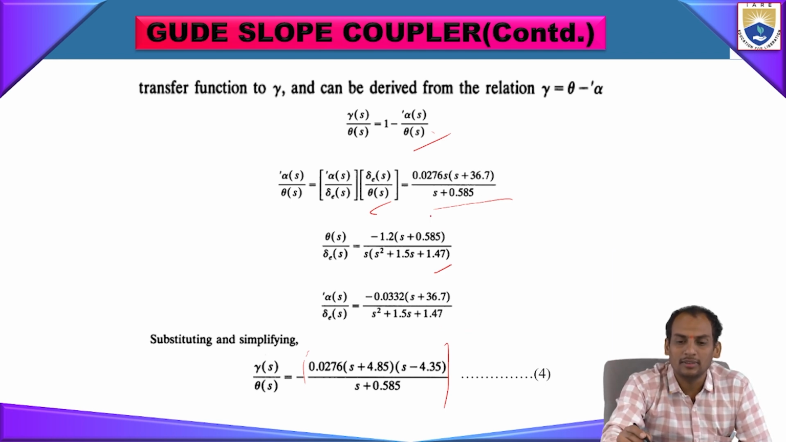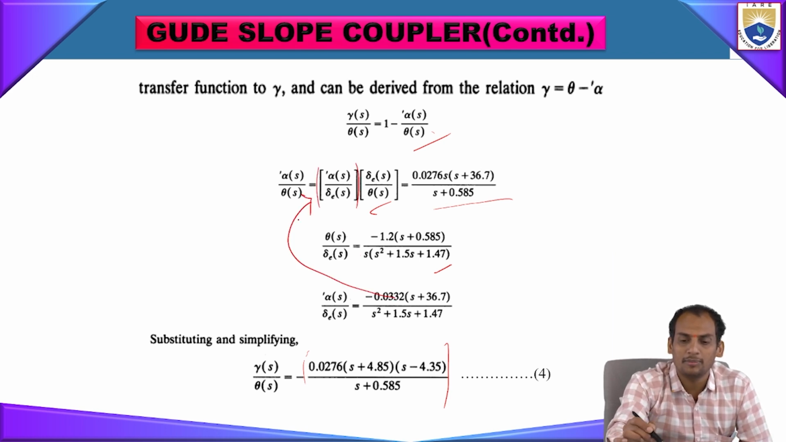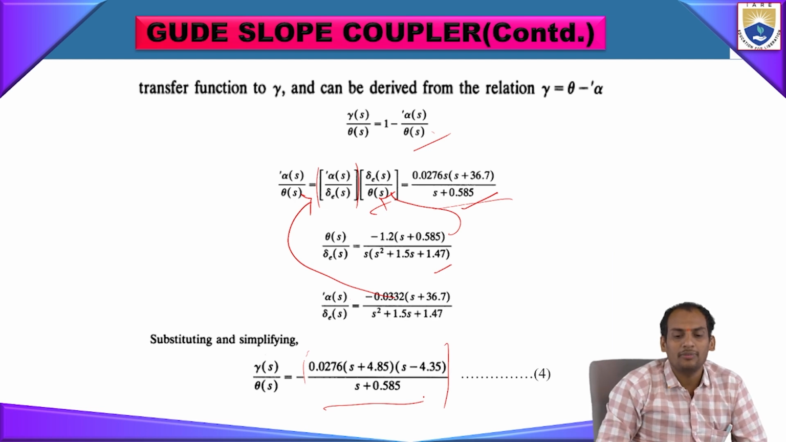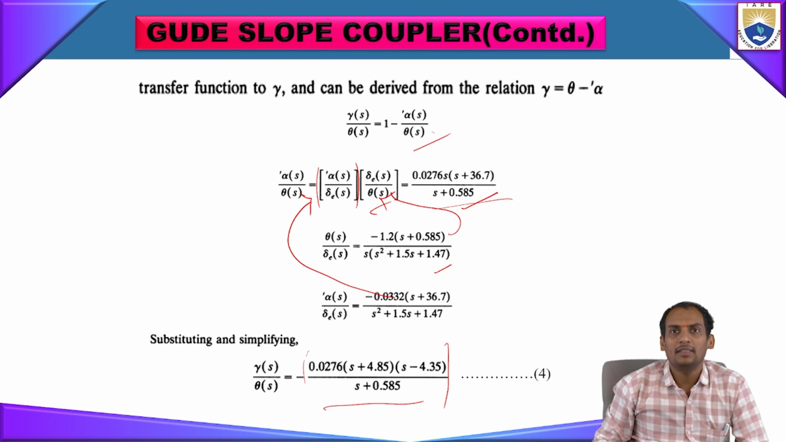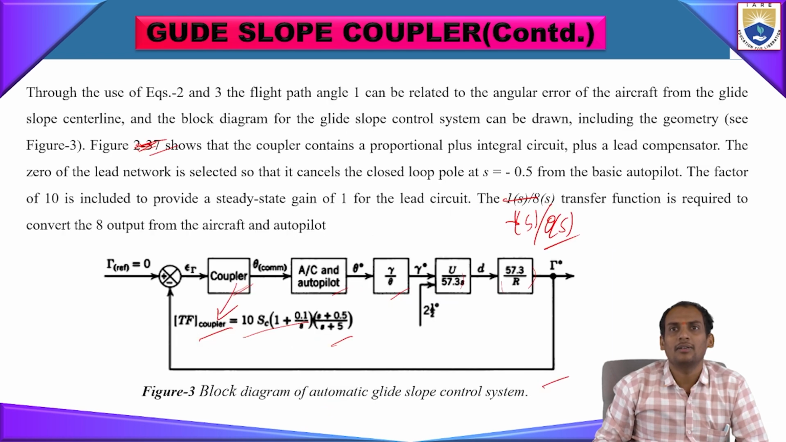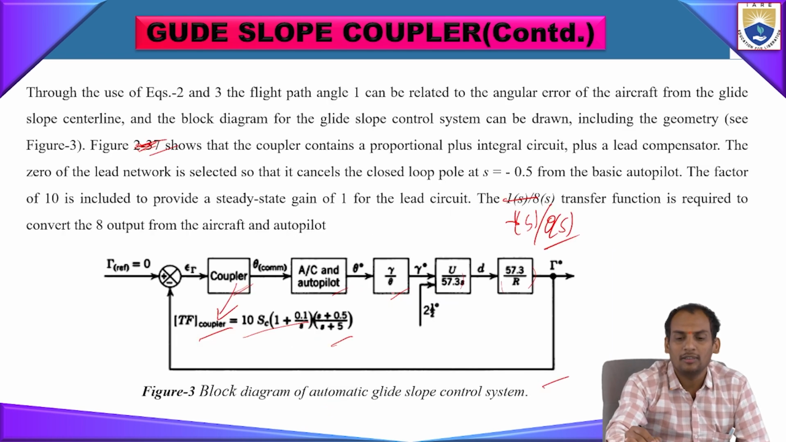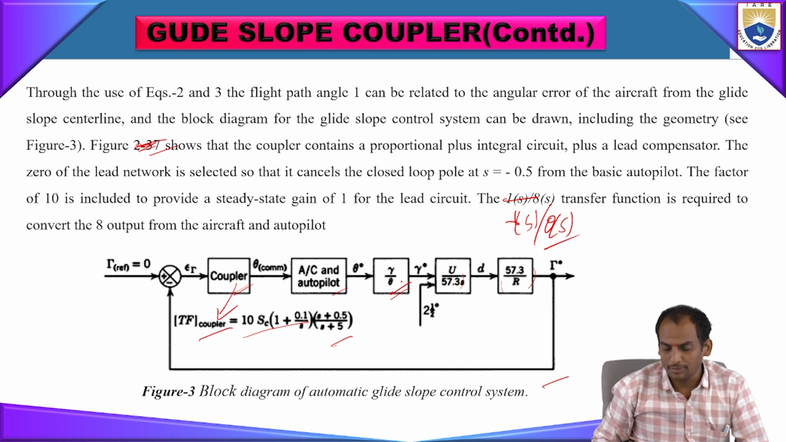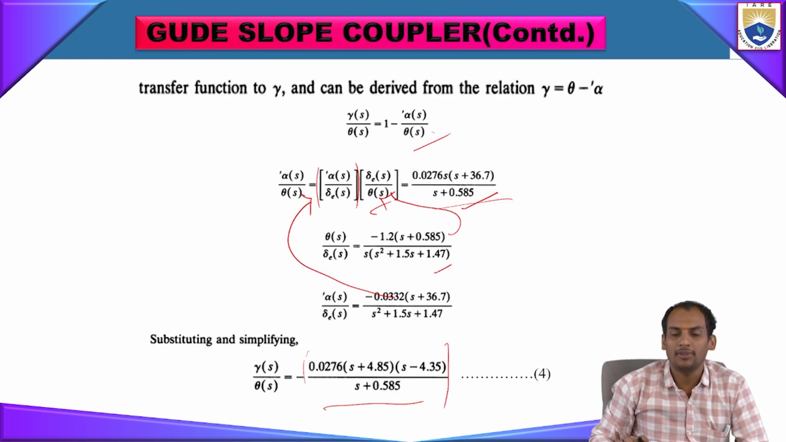It's like here only that alpha s by theta, in terms of this we will substitute here, and in terms of this we will substitute here, and that will be equated to this one, so that we will get this gamma of s by theta. So the transfer function for that, gamma of s by theta of s, we got it. That means this one only. So that transfer function we have designated with equation 4.